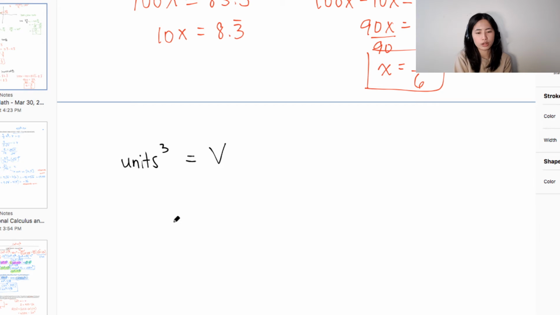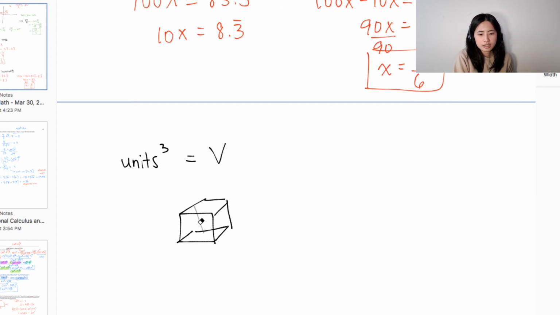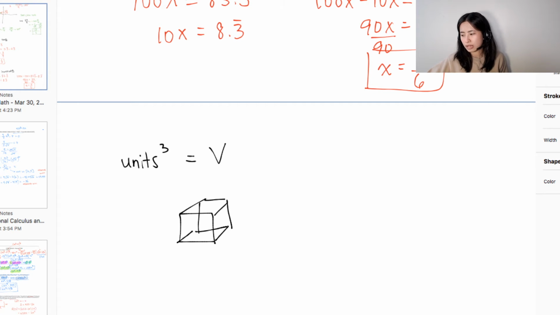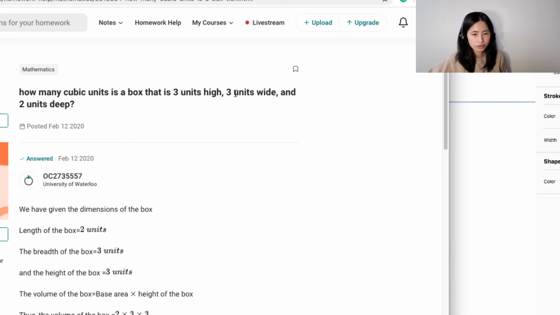So if you're looking for the volume, they're saying it's a box. So a box would be a cube. I mean, not the cube over here. Cube just means it's raised to the power of 3, but it's a box, so we're assuming that it's cube shaped. So basically the question is saying we have 3 units high, 3 units wide, and 2 units deep.